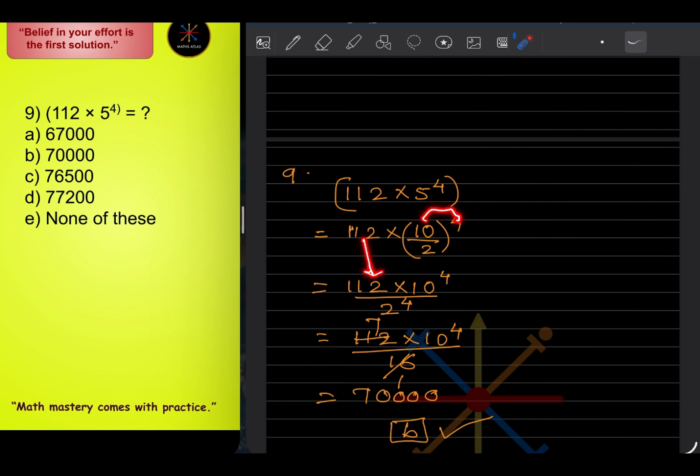This will be 10 raised to 4, and 2 raised to 4 we can write in the denominator in this way. So now this is going to be 112 as it is, and 2 raised to 4 means 2 into 2 into 2 into 2: 2 to 4, 4 to 8, 8 to 16. So 112 divided by 16 is going to be 7. So 7 as it is, and 10 raised to 4 means we have to put 4 zeros, which is going to be 70,000, which is option B.